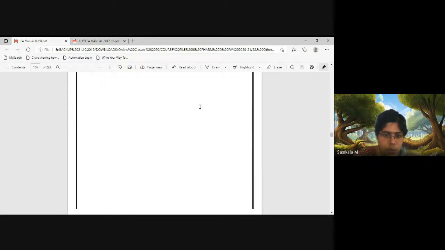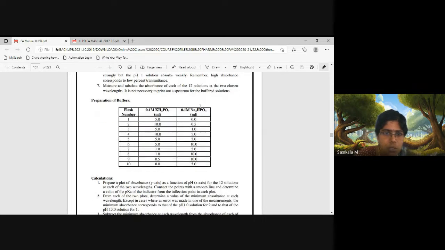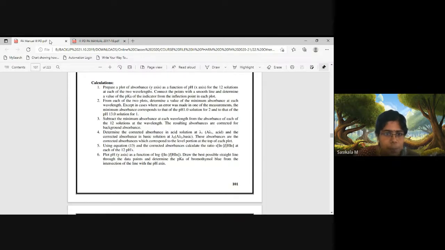So taking this, we have to analyze all the solutions. Measure and tabulate the absorbance of each of the 12 solutions at the two chosen wavelengths. It is not necessary to print out a spectrum for the buffered solutions. Then prepare a plot of absorbance, for all 12 solutions, with absorbance on the y-axis as a function of pH on the x-axis. On the x-axis, you will take the pH reading that you measured through the pH meter. That's why in the requirements we have given a pH meter also.